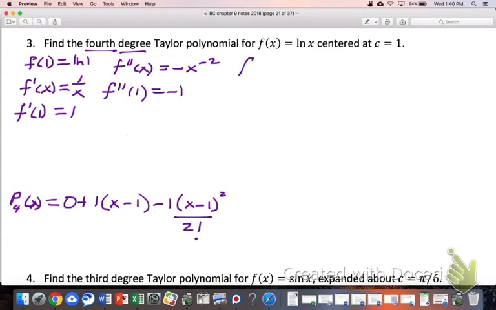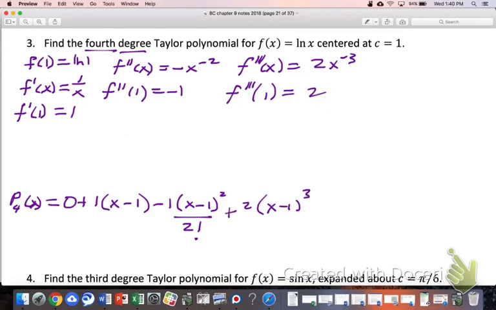So then, did you get a third derivative of 2 times x to the negative 3? This is where this one gets a little bit unique. Compared to the first 2 terms, f triple prime of 1 would just be a 2, right? 2 times 1 to the negative 3. Okay, so then we'd have plus 2 times x minus 1 cubed over 3 factorial.